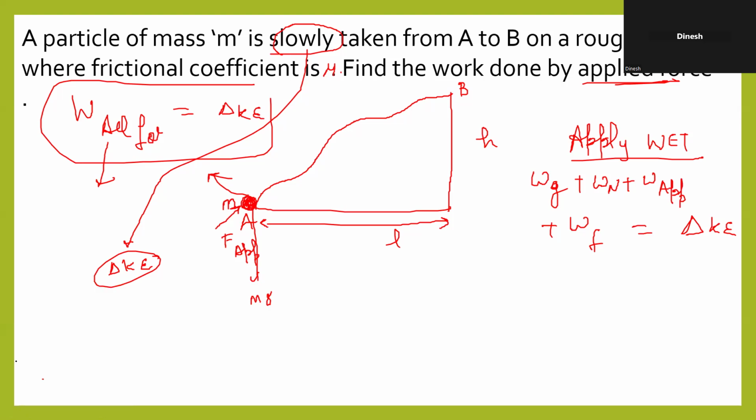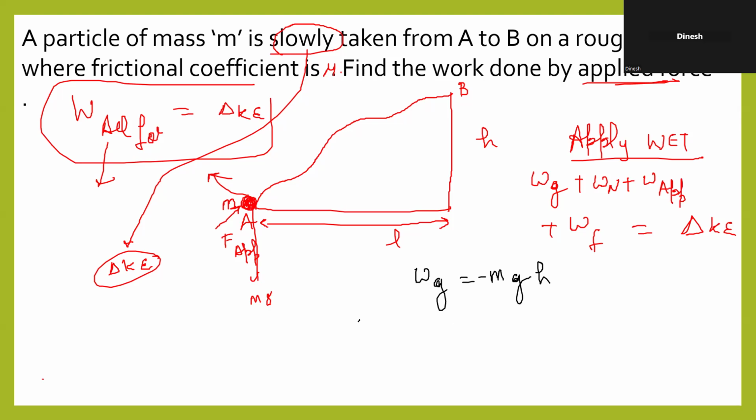Now, work done by gravity, work done by normal. How much work is done by gravity? Please tell me, how much is the gravity force acting? mg. Displacement from A to B? h. Very good. So mg is down, displacement is up, so it will be minus. Okay.